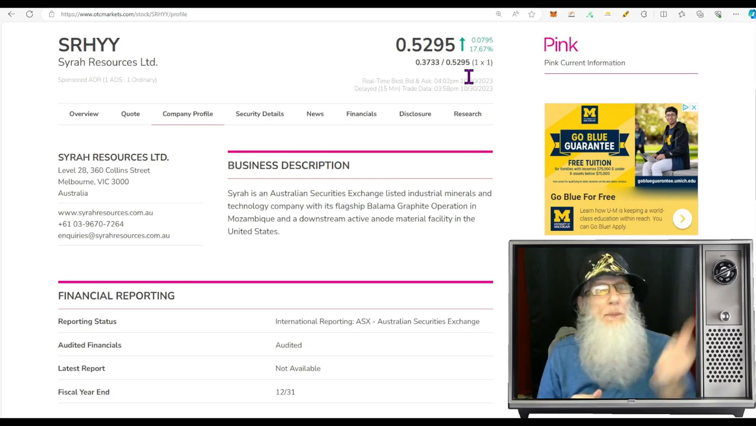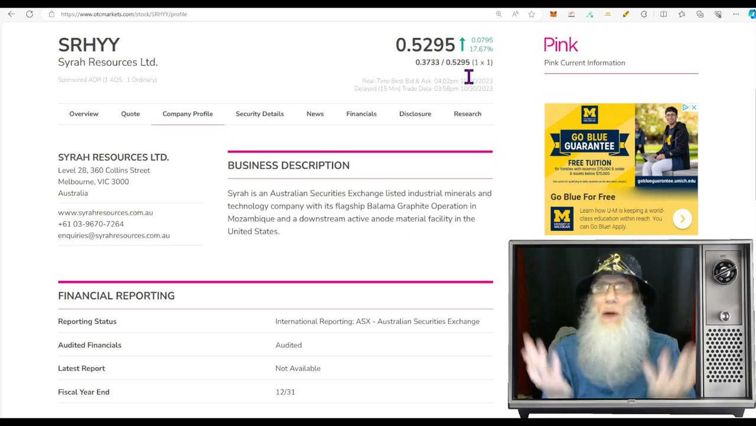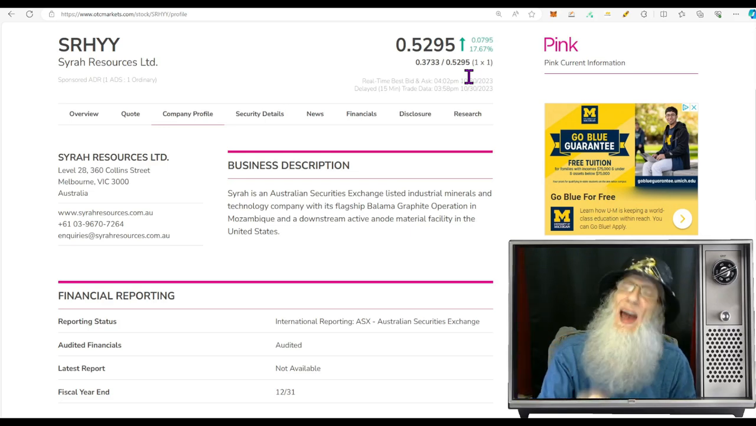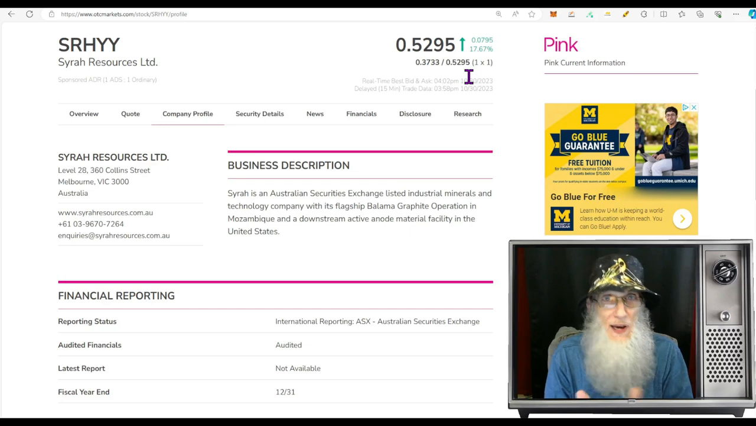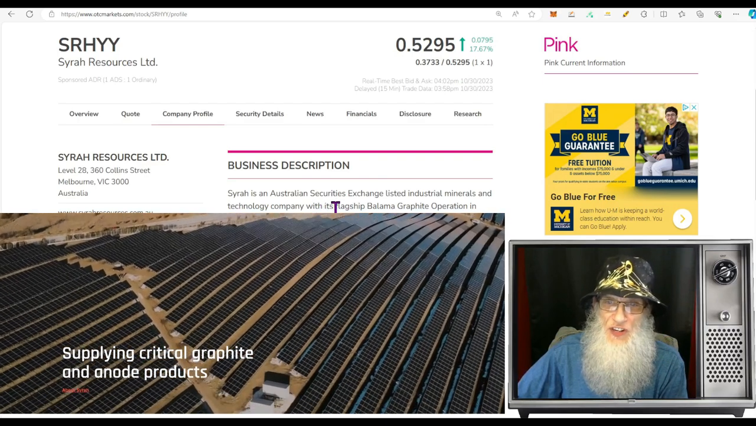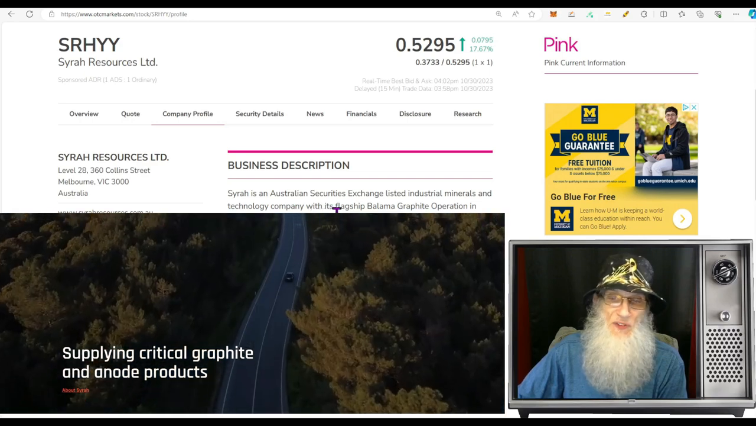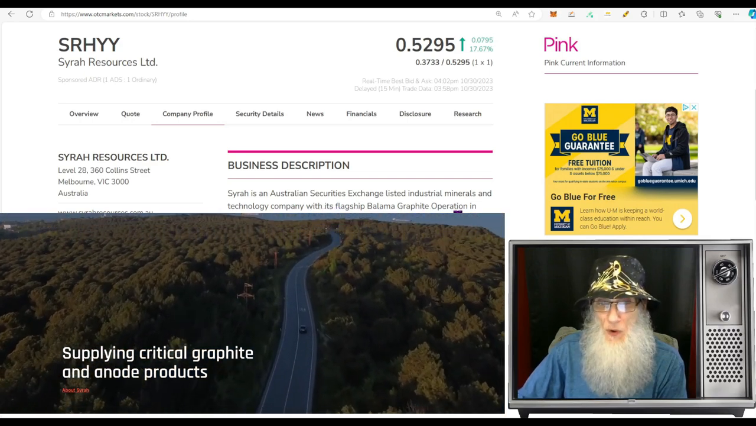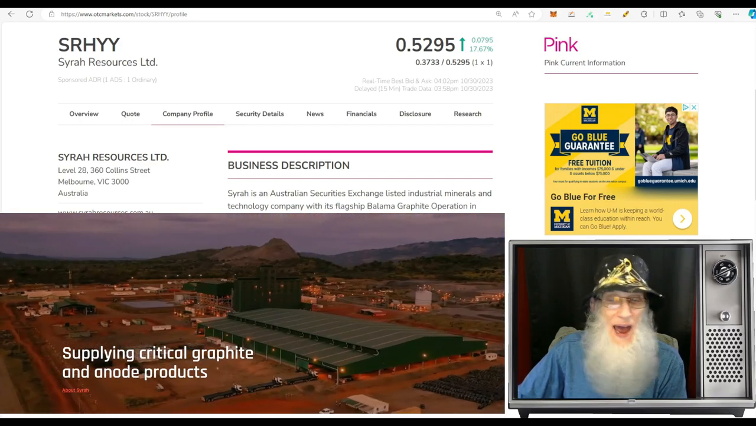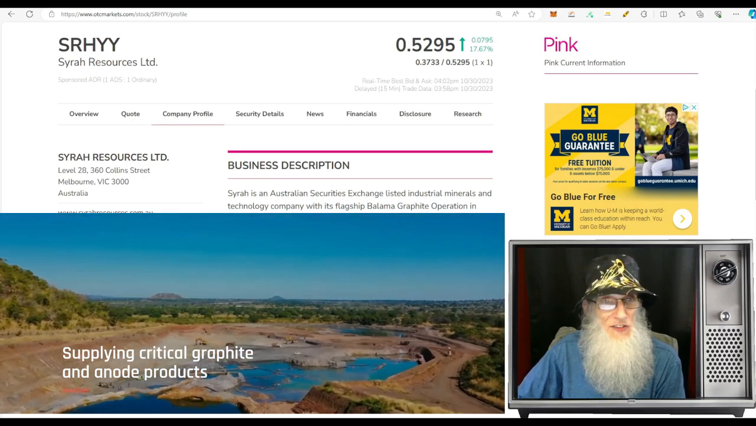One day the stock may be running hard. Another day the ADR running hard. Some days they run together. Right now the ADR is running, but definitely keep an eye on the other one as well. So they tell us here that Syra is an Australian securities exchange listed industrial minerals and technology company with its flagship Balama graphite operation in Mozambique and a downstream active anode material facility in the United States.